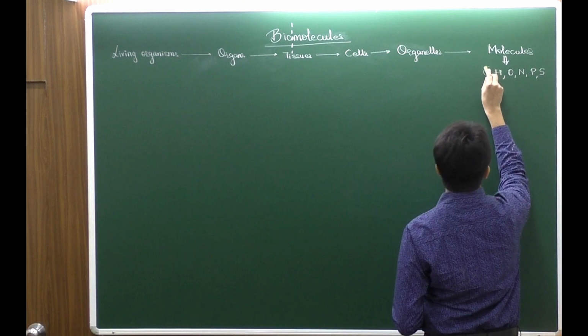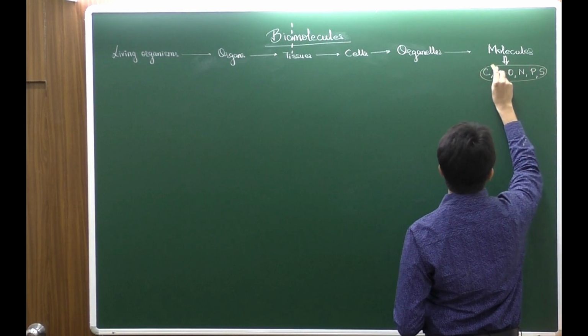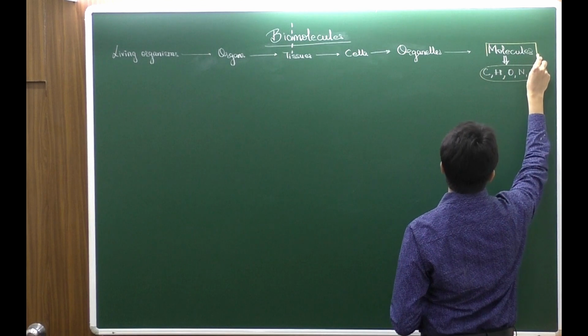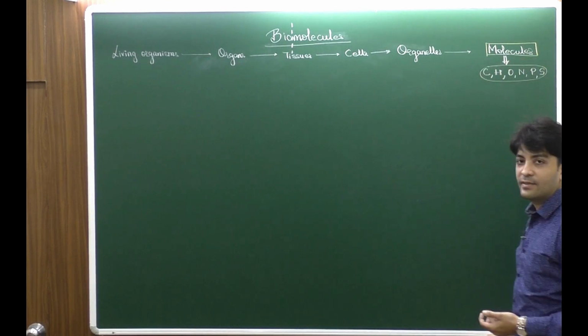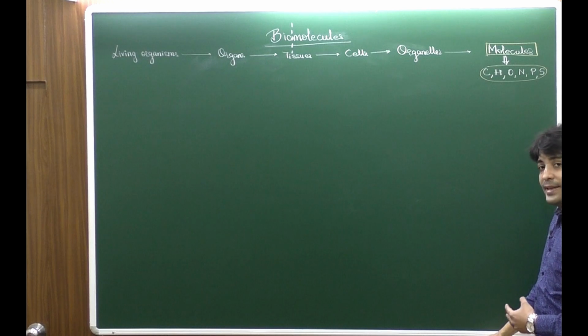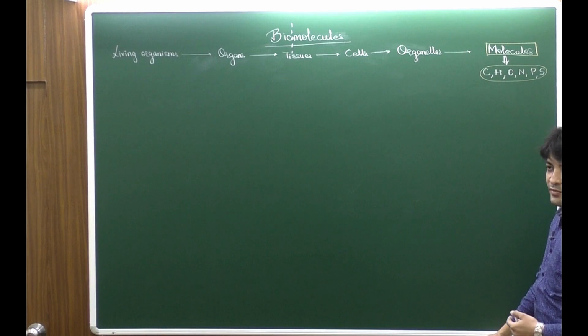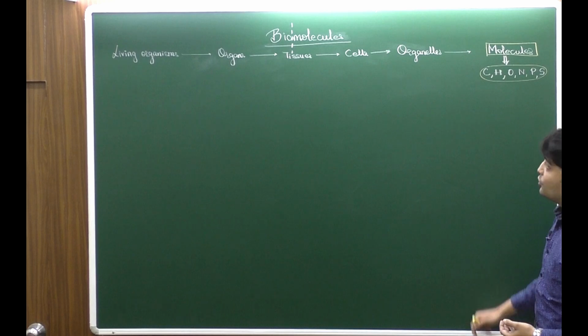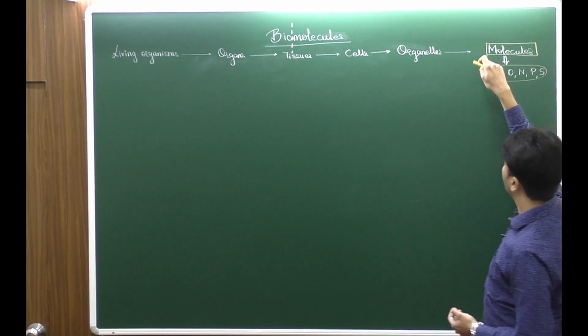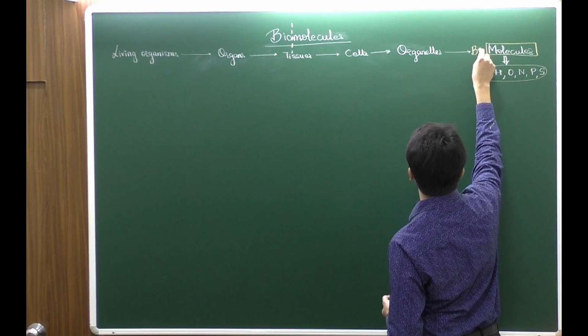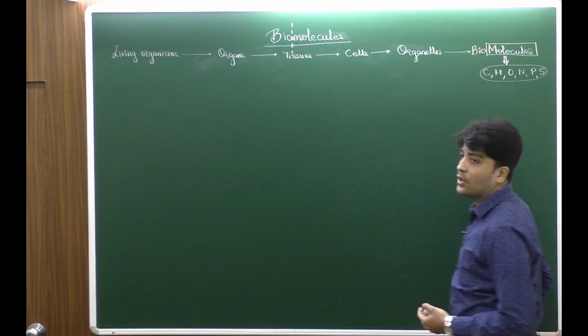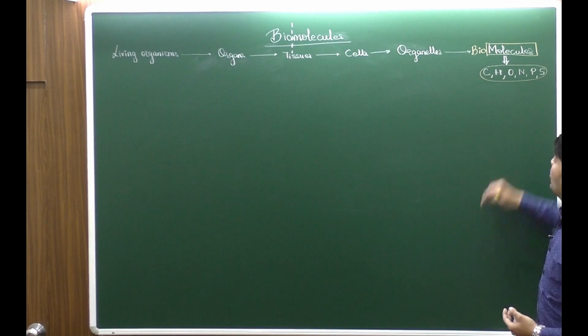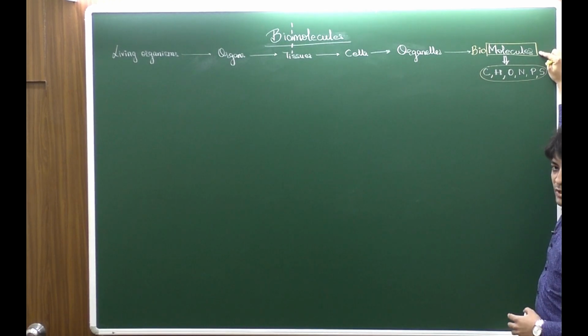Now these atoms combine in a specific manner to form molecules. These molecules by themselves don't have any life, but when they combine in a complex but organized manner, they are able to produce life and also control various biological reactions which happen in our body. So these molecules which are able to control the biological reactions are referred to as biomolecules. Biomolecules are basically lifeless molecules. They themselves don't have any life.